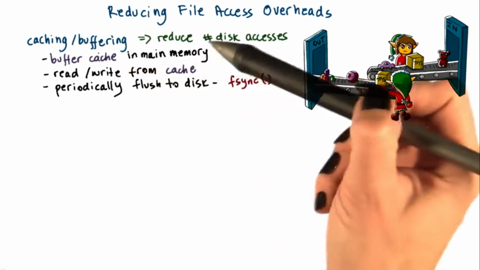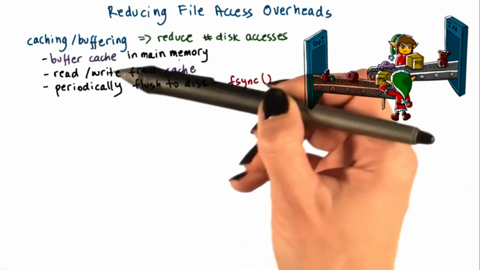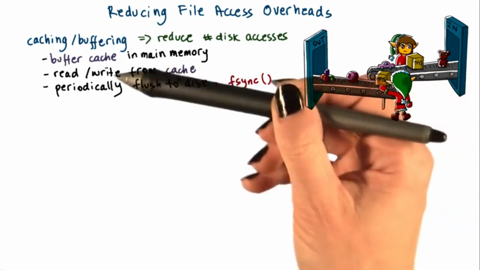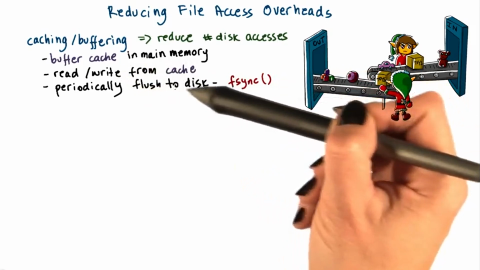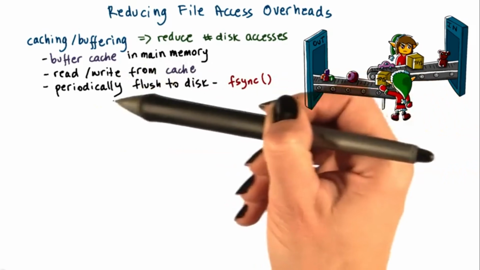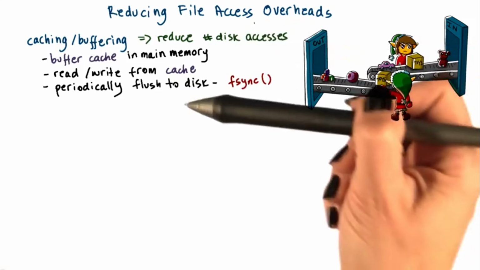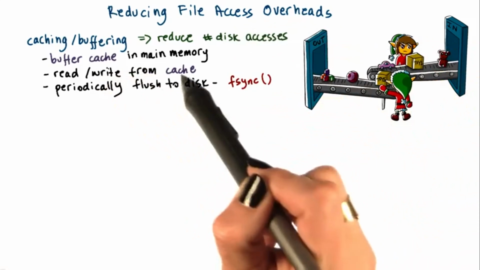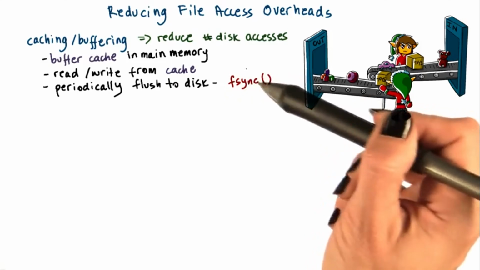With caching, the file will be read or written to from the cache, and periodically any changes to the file that have not been backed up on permanent storage will be flushed from memory to disk. By forcing these flushes to happen only periodically, we can amortize the cost of performing a disk access over multiple intermittent writes that will hit the cache. File systems support this operation using the fsync system call.